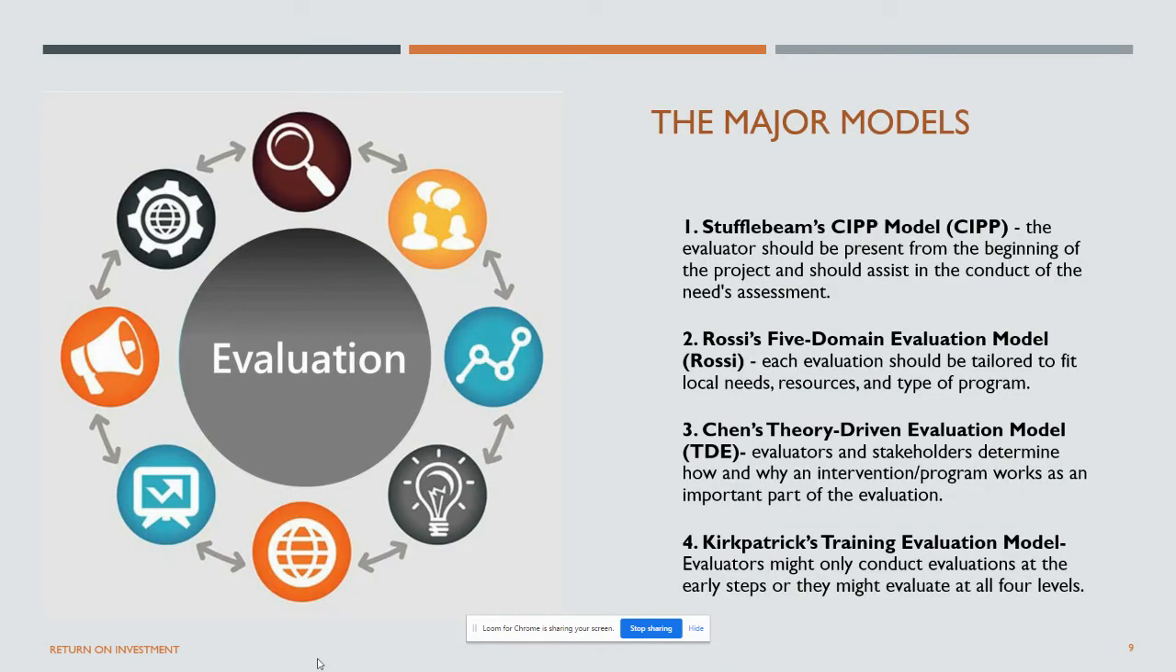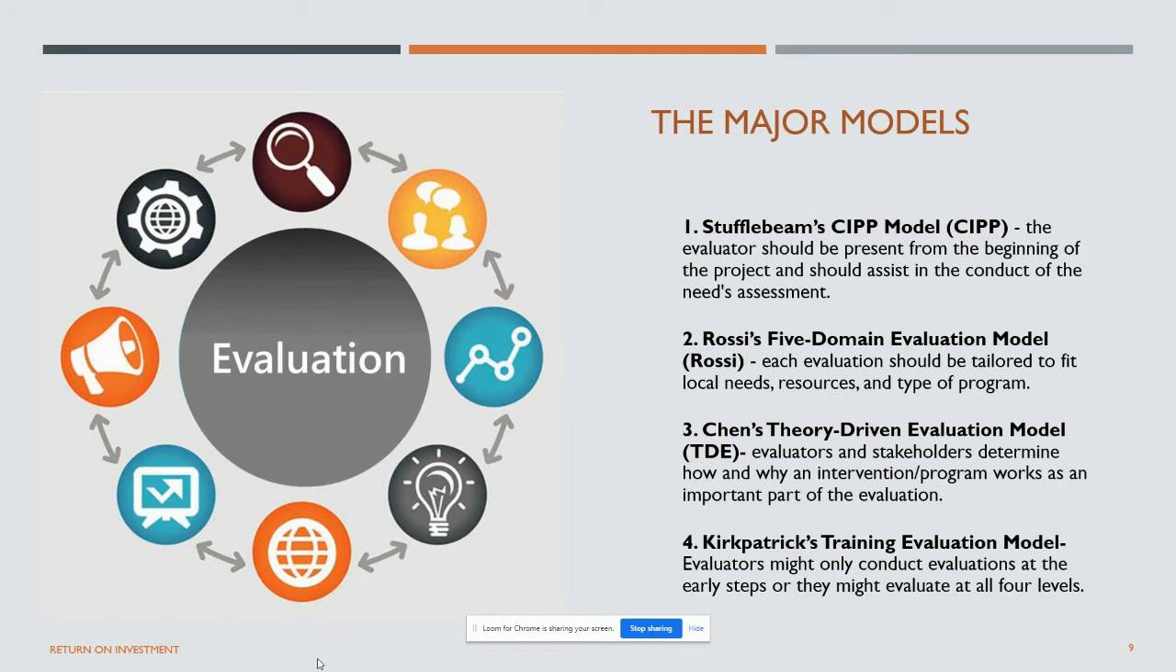The major models. Number 1, the Stufflebeam CIPP model. The evaluator should be present at the beginning of the project and should assist in the conduct of the needs assessment. The CIPP: context, input, process, and product. The context for planning decisions, the inputs for programming structural decisions, the process for the implementation of the decisions, and the product, the summative decisions.